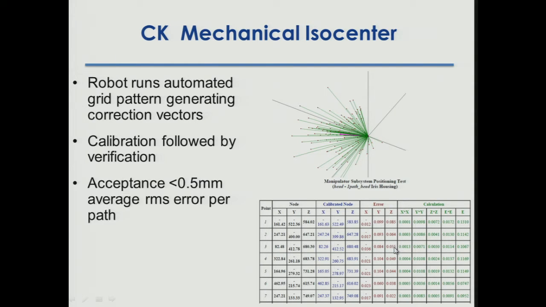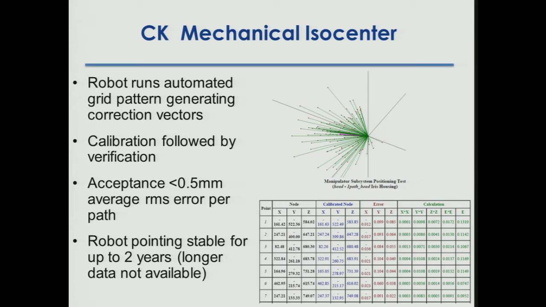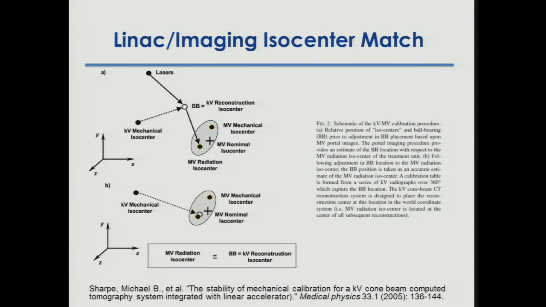Then you add all these errors for one path in quadrature, and the acceptance says you should be less than 0.5 millimeter average root mean square error per path. In reality, if you have a new machine, one of the modern robots, you're usually sitting around 0.2, 0.3 millimeters. It's a very precise and accurate machine. We know that the robot pointing is stable for up to 2 years. We don't have longer data because people tend to upgrade, make changes and recalibrate.